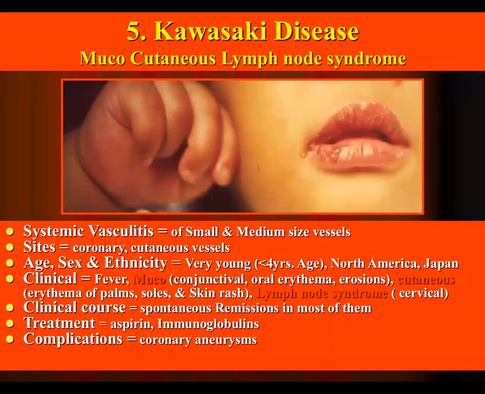They also have lesions presenting in the oral cavity, oral and conjunctival erythemas, and skin rashes. So these are some of the clinical manifestations for the diagnosis of Kawasaki disease. In this condition there is also the presence of autoantibodies, anti-endothelial cell antibodies.